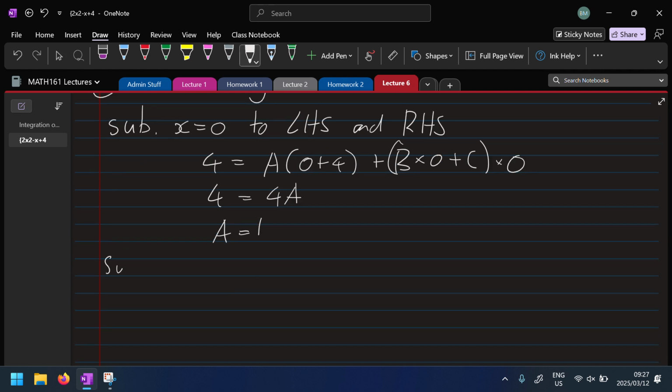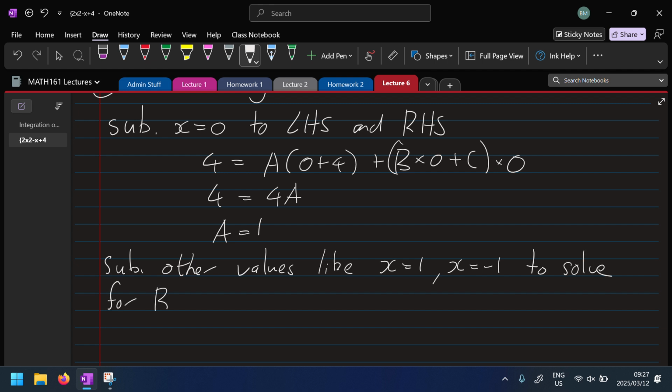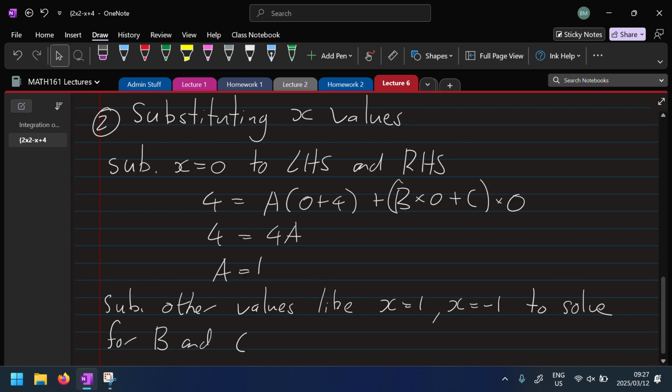So we can substitute other values like x equals 1, x equals minus 1, to solve for b and c. Okay, you can try that out for homework. Substitute 1, substitute minus 1, and then you'll get a simultaneous equation for b and c.